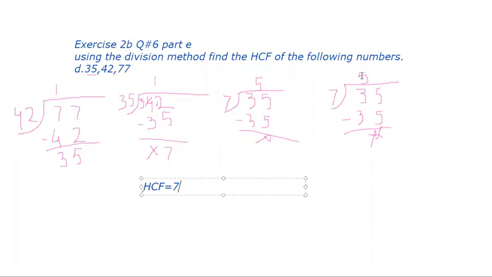5 is the quotient, it's not the HCF. The last divisor is 7. Always the last divisor is the HCF.